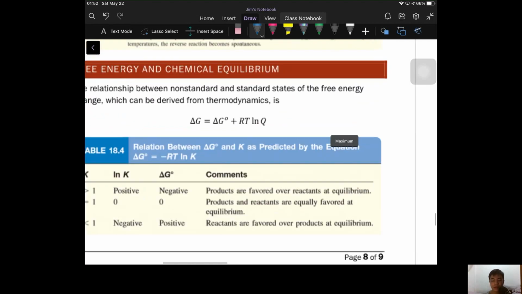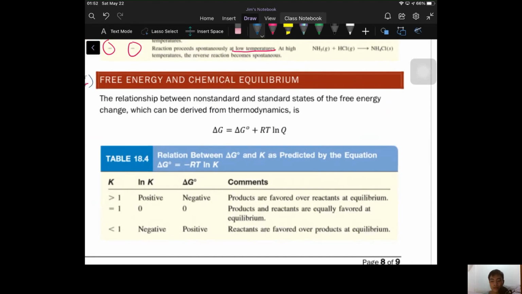Okay. So ngayon naman, ito yung medyo important, no? Let's talk about the free energy and the equilibrium, the chemical equilibrium. Okay? So, there's a relationship between standard and non-standard state, katulad lang nan sa enthalpy. Okay. So, for free energy, may relationship ang standard and non-standard state na, and that's given as delta G equals delta G naught plus RT ln Q.